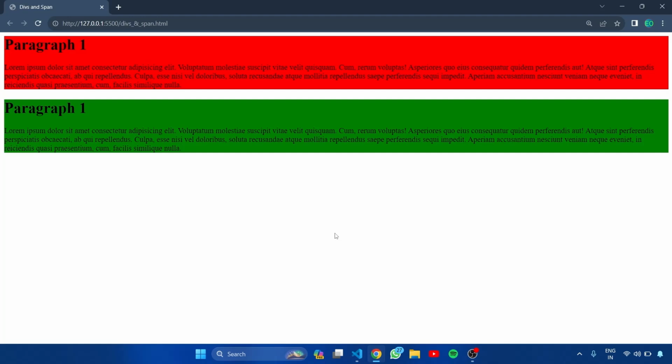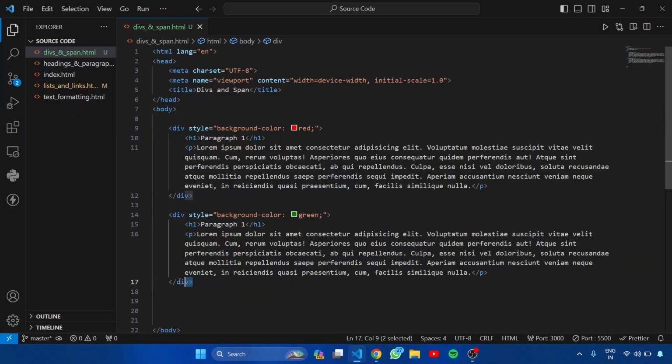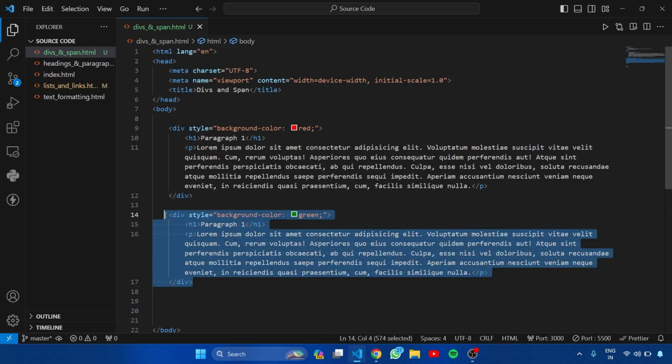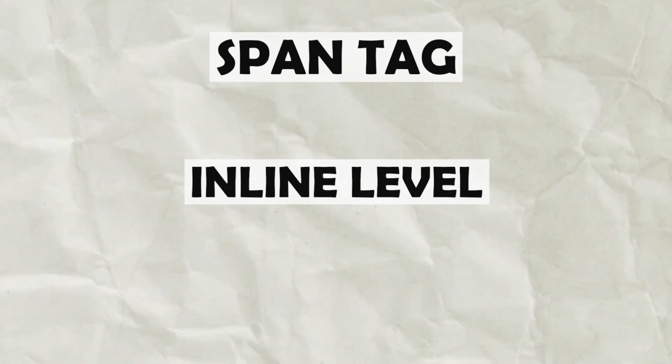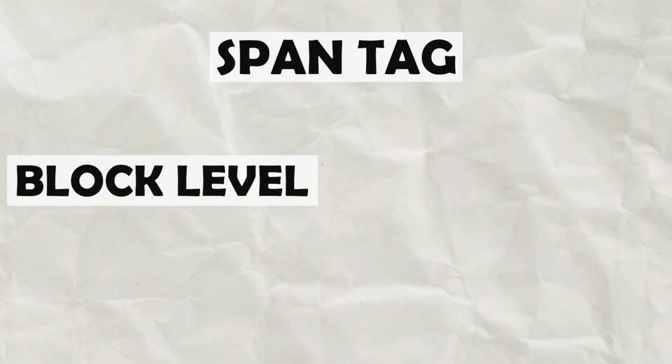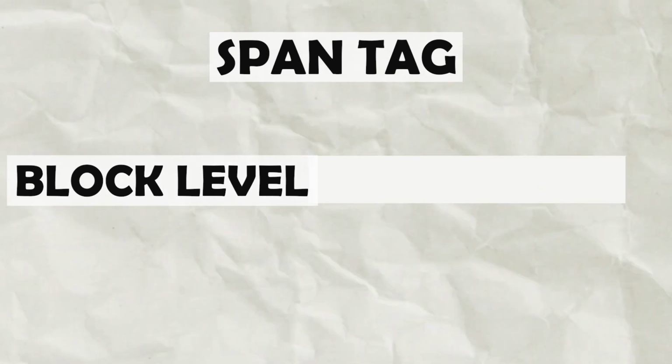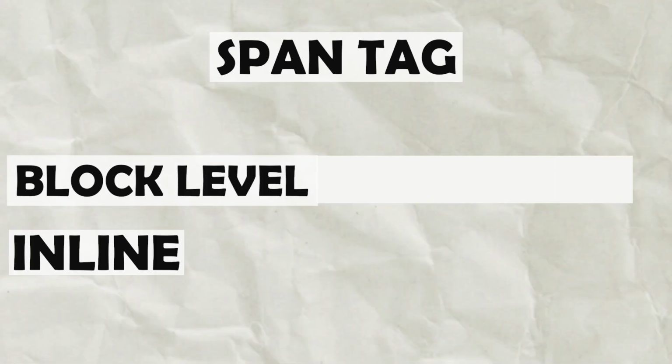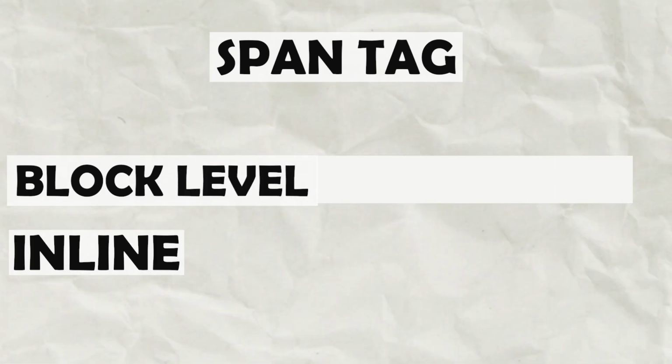Let's clear up any confusion between elements and tags. A tag is just the opening and closing tag, but an element is the opening plus closing tag with its inner content. Now let's move to the span tag. To understand the span tag, let's first grasp the concept of block level and inline level elements. Block level elements consume the entire available width like headings and divs, whereas inline elements only take the required width. The span tag is an inline element.